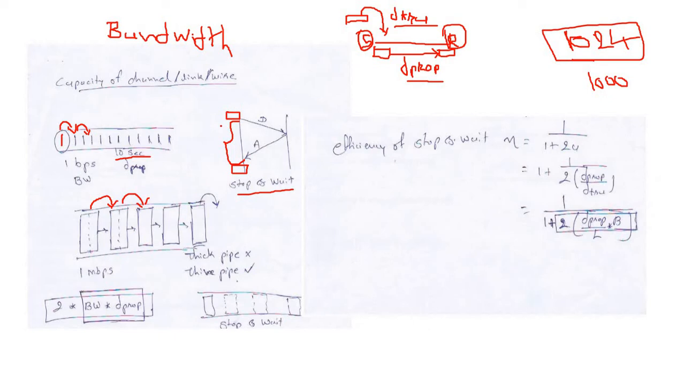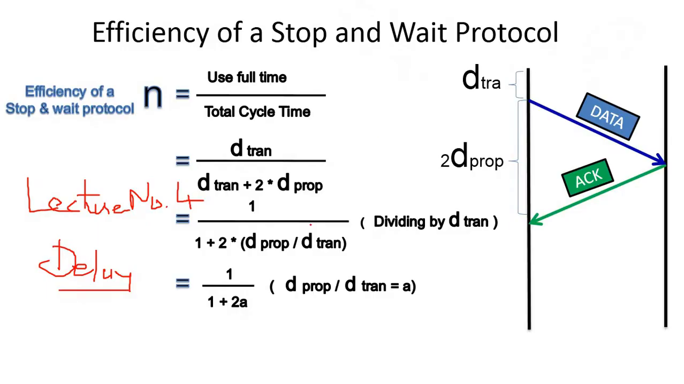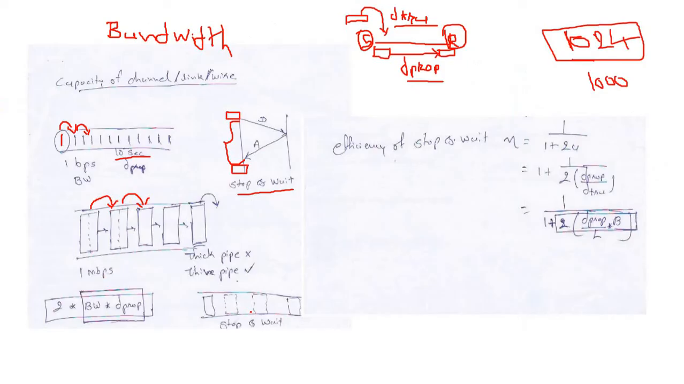So if we look at how much data we are able to send, the efficiency of the stop and wait protocol is equal to 1 upon 1 plus 2a. That we have already derived in our lecture number 4, 1 upon 1 plus 2a. So in the equation 1 upon 1 plus 2a, a is the propagation delay upon transmission delay. Propagation delay upon transmission delay. Now the transmission delay is equal to L by B.